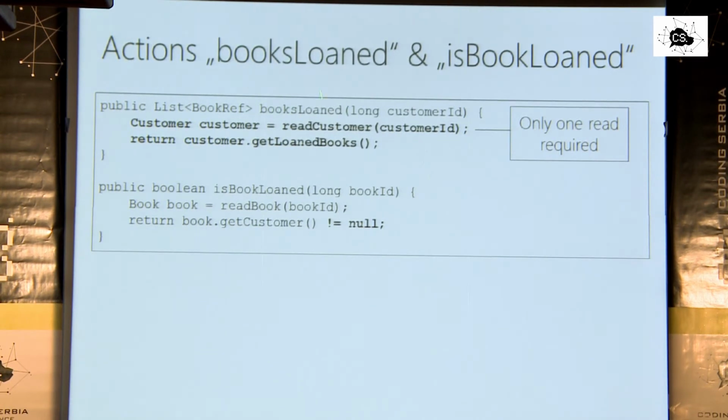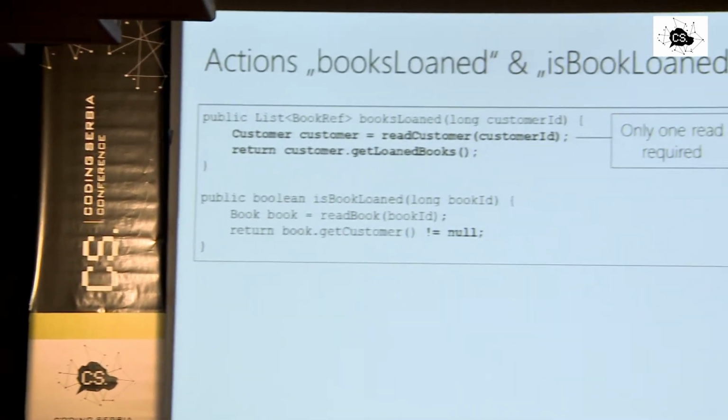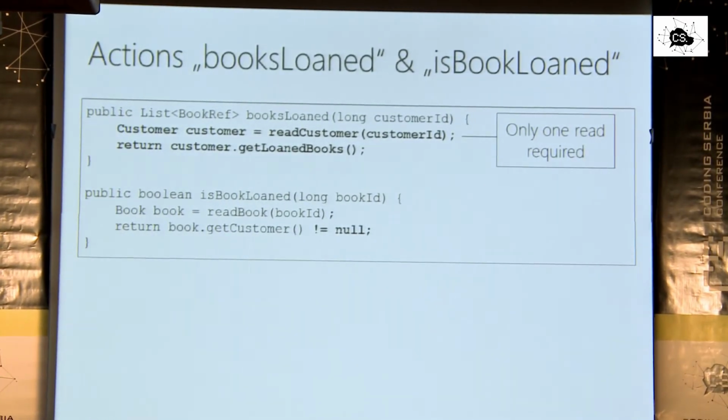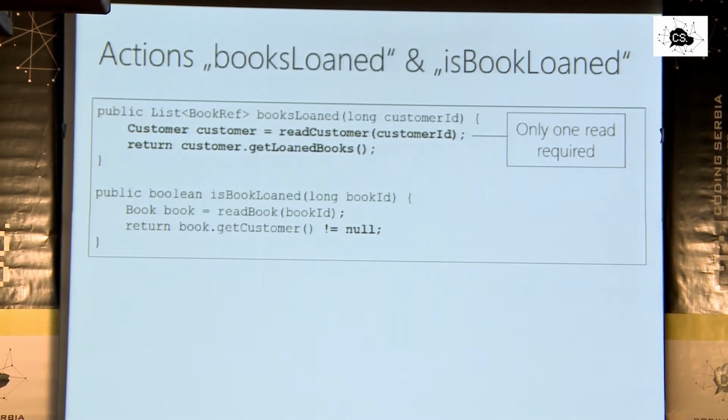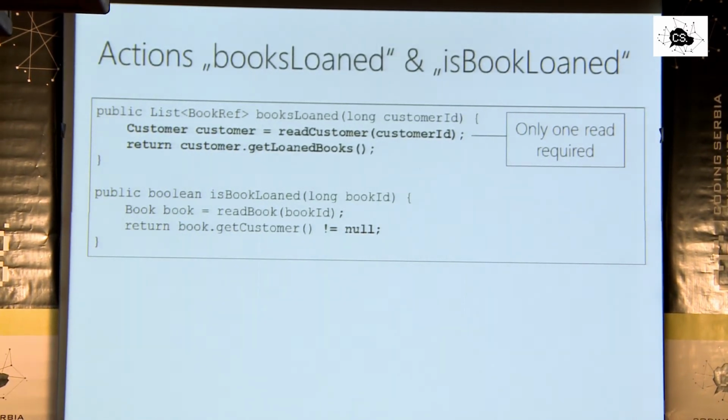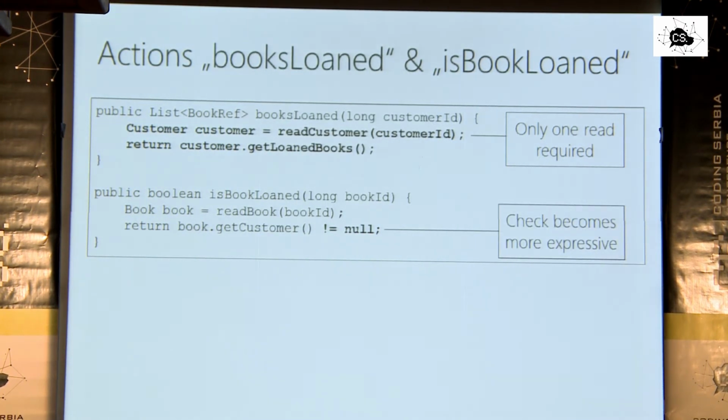So what do we get from that? If we go to that books loaned, which before cycles through all the books, it's just one call to the customer and we have the information in place. We just go down to one node, do one read, and we have it. Real good speed up. And here we are no longer comparing to some arbitrary ID, but to is not null, which is a little bit more expressive, but okay, we take that along the way. Let's wrap that up.